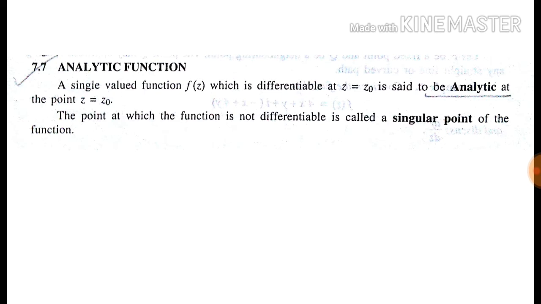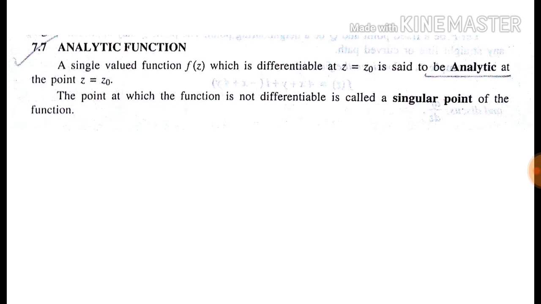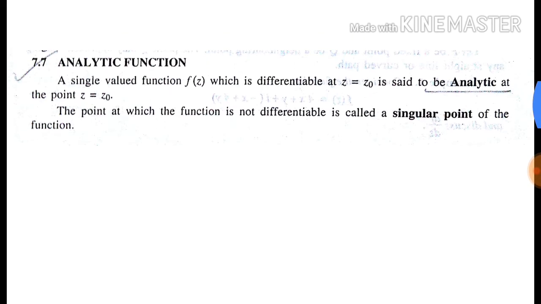A single valued function f(z) which is differentiable at z = z naught is said to be analytic at the point z = z naught. The point at which the function is not differentiable is called a singular point of the function. So this is about the analytic function. This definition I have taken from H.K. Das, Advanced Engineering Mathematics. So you can also see the book for detailed study.